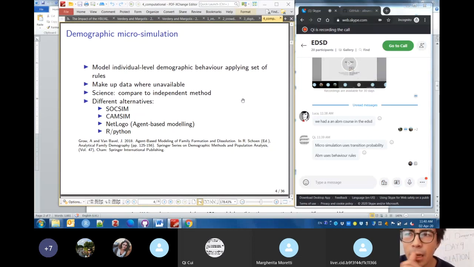Yeah, and she's mentioning these transition probabilities, and we're going to speak about this a bit when we look at the examples. Actually, there are different ways in which we can conduct demographic microsimulation. The one that we will be focusing on, since the two readings use this method, is SOCSIM, but there are other alternatives like CAMSIM.